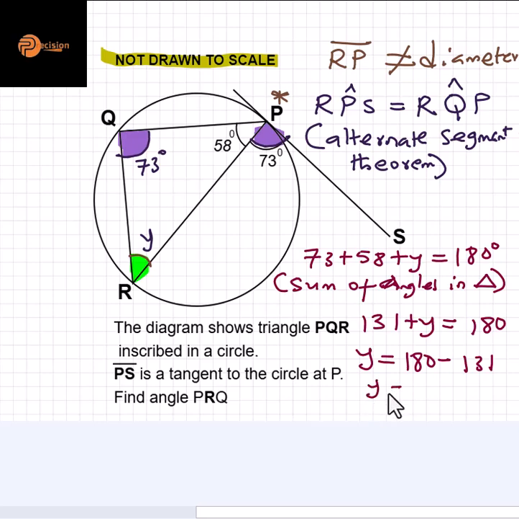So y is equal to 49 degrees, which is this angle here, and that was what we were asked to solve for, angle PRQ.